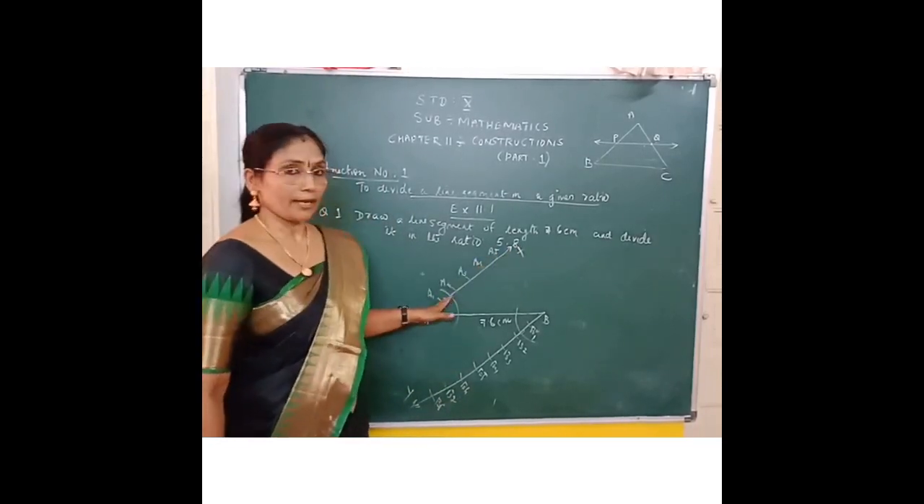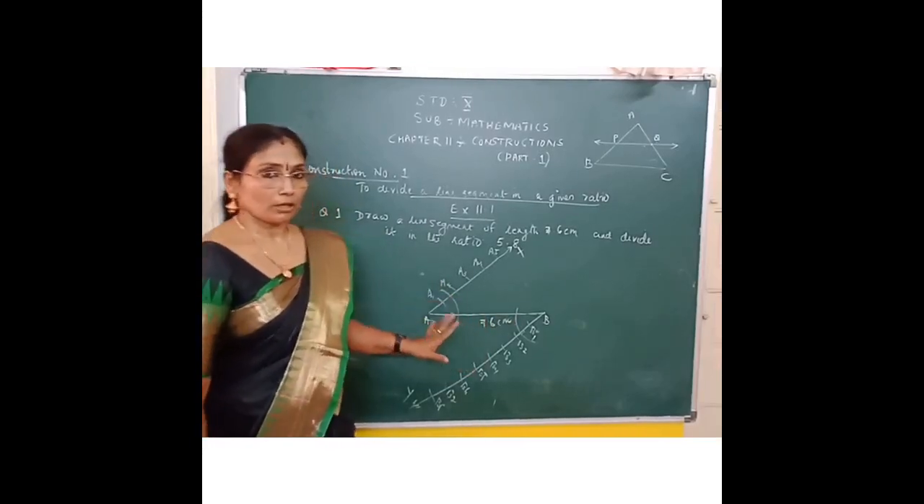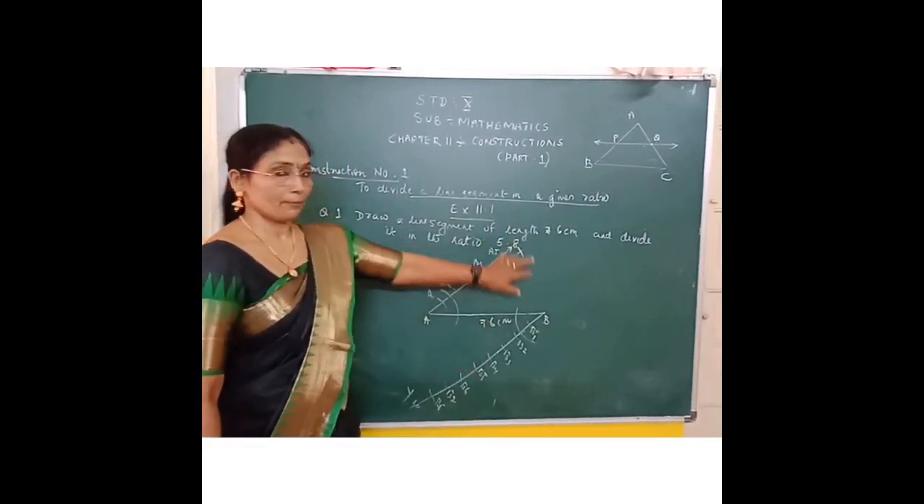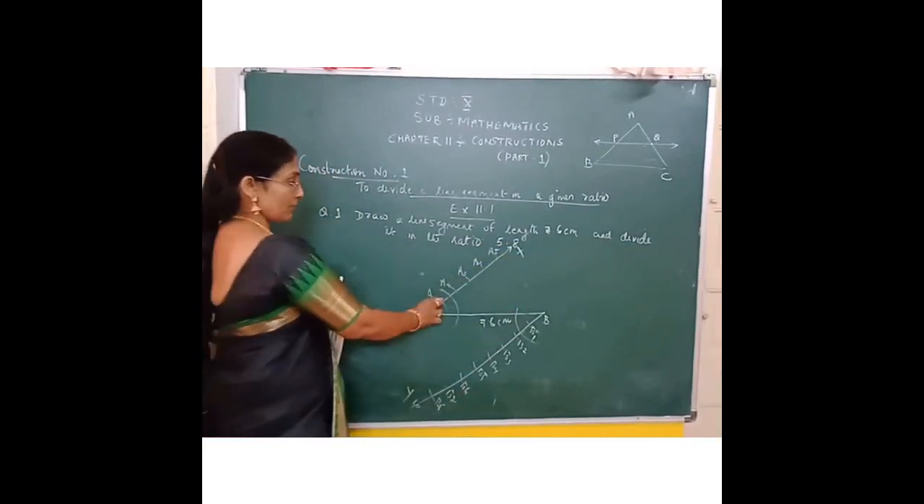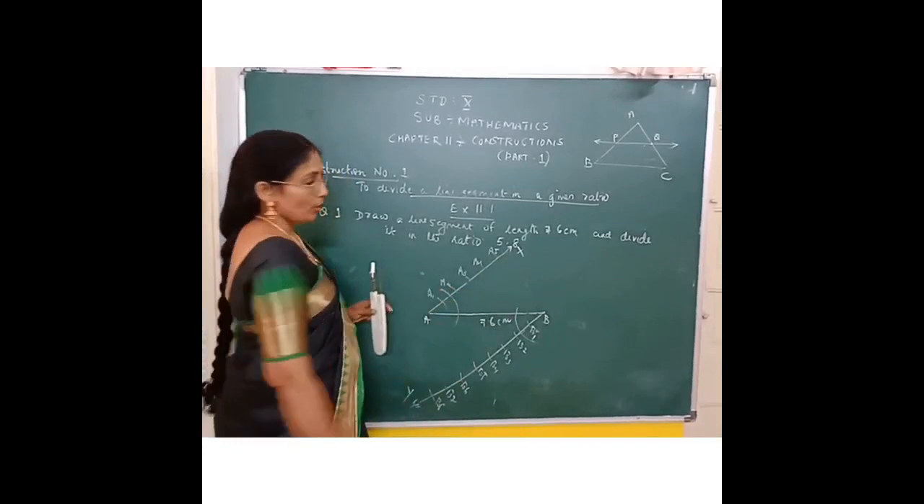Children, 5 arcs on this ray and 8 arcs on this ray. But these two angles should be congruent, clear? And this radius should be the same. Whatever arcs you have kept here, the same arcs you have to keep in the lower portion also.